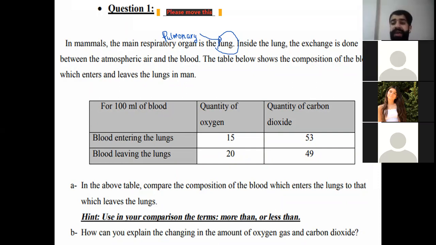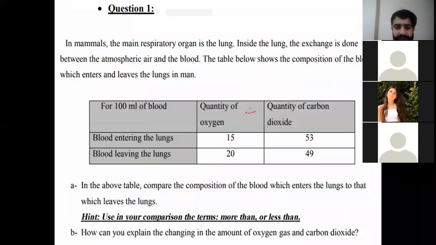So inside the lungs, the exchange is done between the atmospheric air, the air in the atmosphere, and the blood. The table below shows the composition of the blood which enters and leaves the lungs in man, human. Here we have the quantity of oxygen, and here the quantity of carbon dioxide in every 100 milliliters of blood, in the blood entering the lungs and in the blood leaving the lungs. Let's start with the quantity of oxygen.